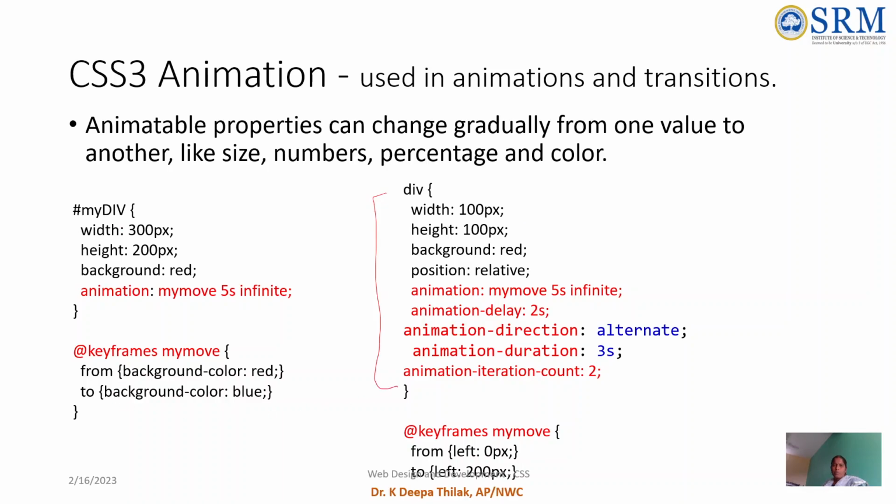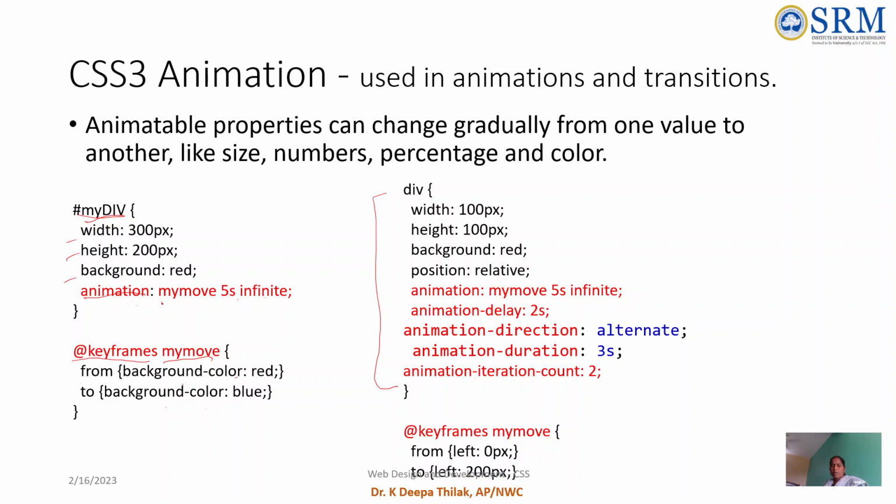I wrote this at keyframes. So this is my rule. This is my animation name, from this background color to this background color. You should start the animation and do this transition. Where should I apply this at-rule? I should apply it in my div, any element which has the ID as my div. So with everything, this is normal, what we have seen. This is the one thing I added: animation, my move, 5 seconds, infinite.